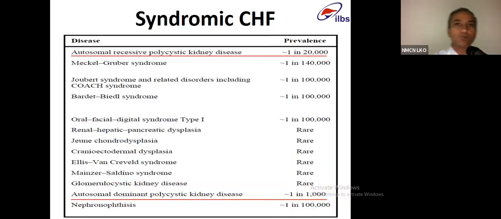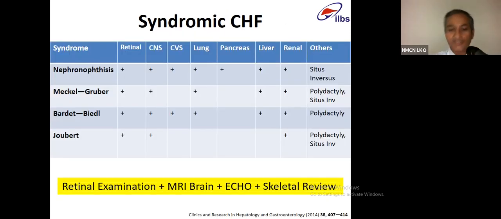There are various syndromes we should remember whenever we are discussing congenital hepatic fibrosis: Meckel-Gruber, Joubert, Bardet-Biedl, orofacial digital, and Alstrom, Ivemark, and Senior-Loken syndromes. We should always remember to look for retinal examination, CNS examination, echo, and a skeletal review to pick up these syndromes. Also look for situs inversus and polydactyly whenever we are dealing with CHF.